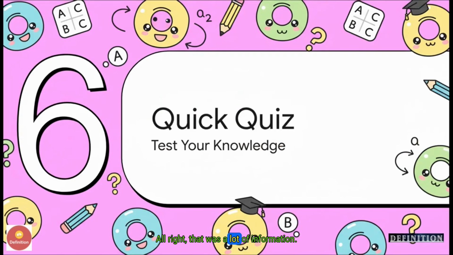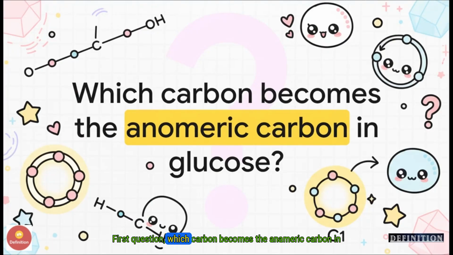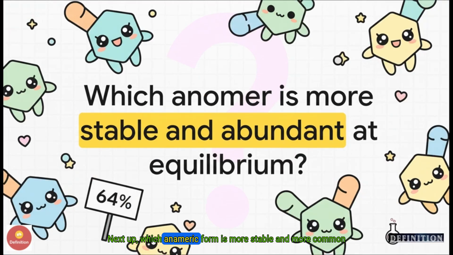All right, that was a lot of information. Let's do a quick fire quiz just to help lock it all in. Ready? First question, which carbon becomes the anomeric carbon in glucose? That's right, it's C1, the original aldehyde carbon. Next up, which anomeric form is more stable and more common at equilibrium? You got it. It's the beta-D-glucose, making up about 2/3 of the mix.